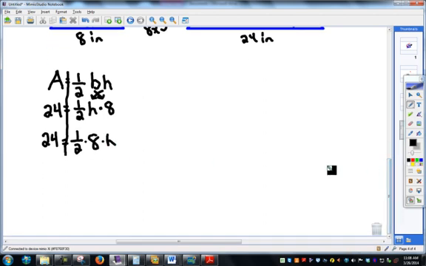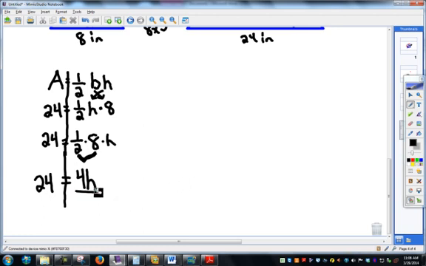Okay? Now, this is where I saw a lot of confusion. I saw a lot of people trying to divide by half and then divide by 8. Don't do that. We always do what we can do on one side of the equal sign first. And you do 1/2 of 8, which is 4, times h. So we're going to bring down h and 24. Okay? Now we're just looking to solve.